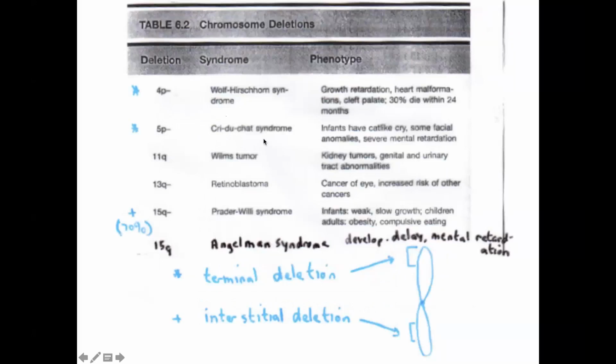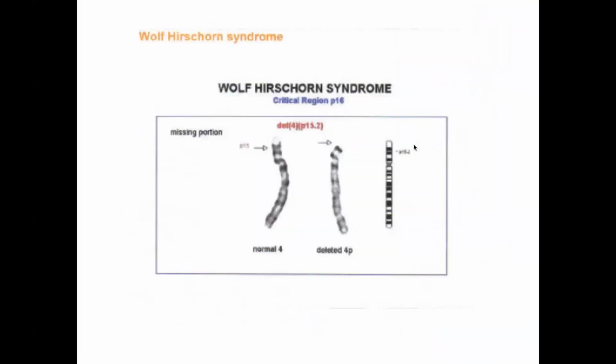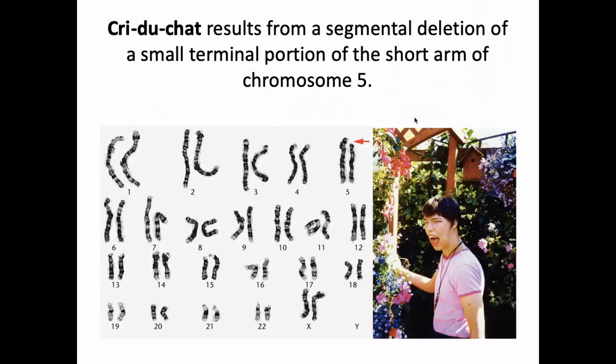Again, if you are heterozygous for that deleted version of chromosome 5, you suffer all of the effects, all of the different conditions associated with this particular syndrome. The name is derived from a very characteristic cat-like cry that infants display. There are facial abnormalities and severe mental retardation associated with these individuals. So here's a karyotype of an individual that suffers from Cri-du-Chat syndrome.